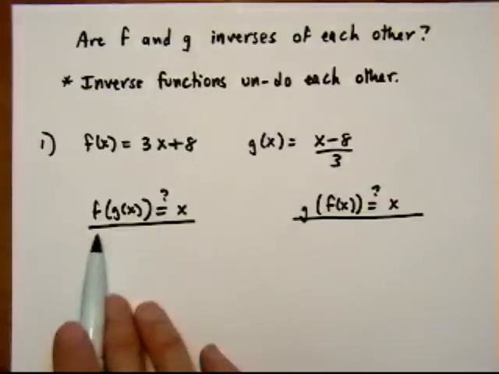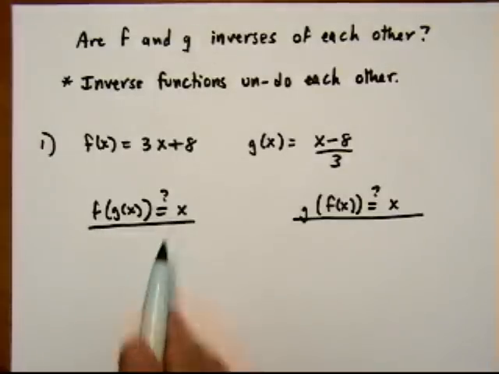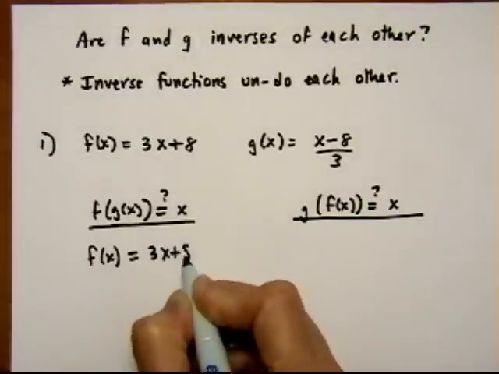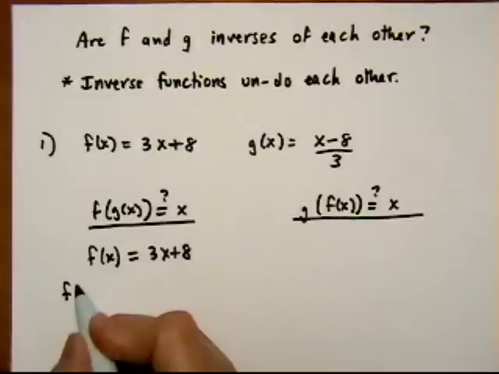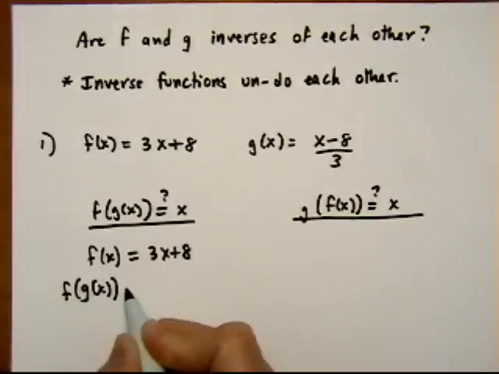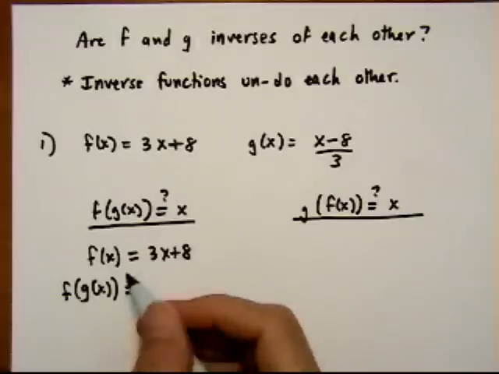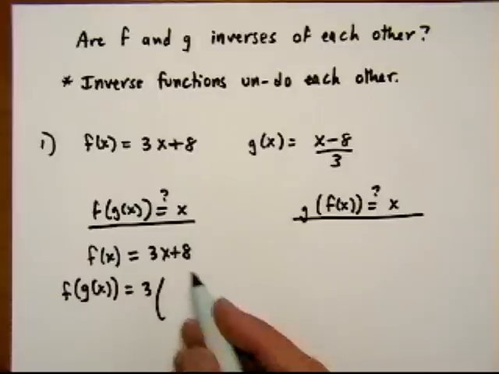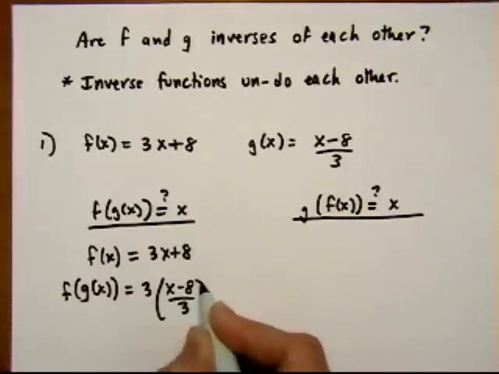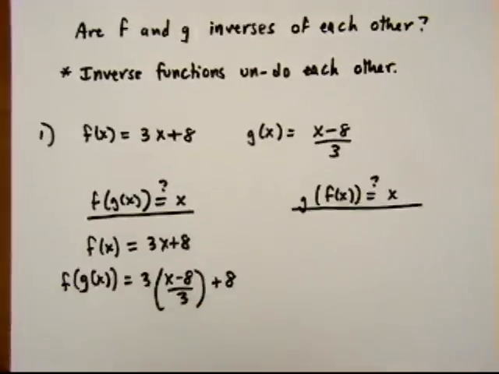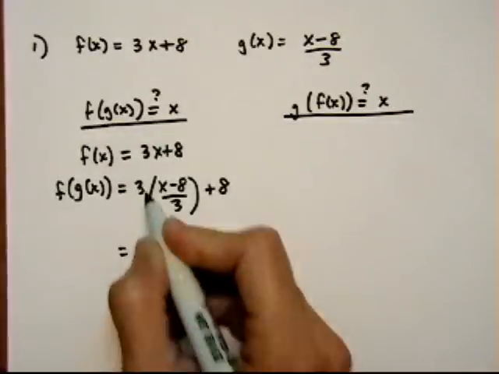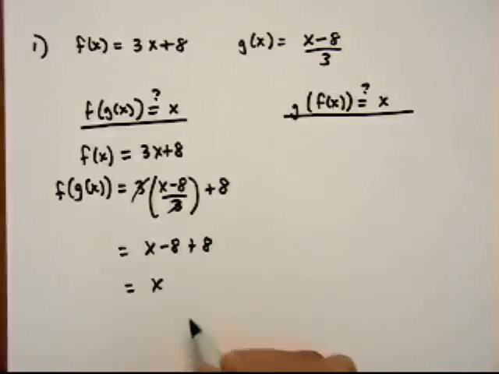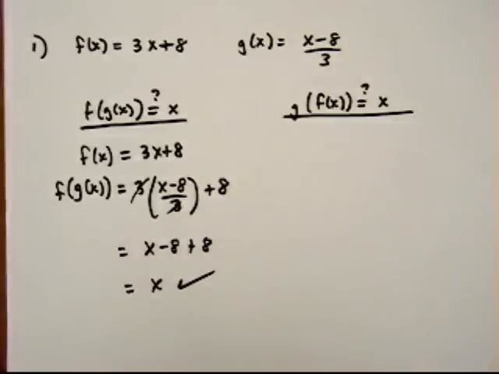Let's start with, does f of g of x equal x? So I'm going to take f of x, and that's equal to 3x plus 8, and then I will calculate f of g of x. So for everywhere I see an x, I'm going to put in g of x, and that would be 3 times (x minus 8) over 3, and bring down the plus 8, and that gives me, 3's cancel out, x minus 8 plus 8, and that equals x. So that one worked out fine.